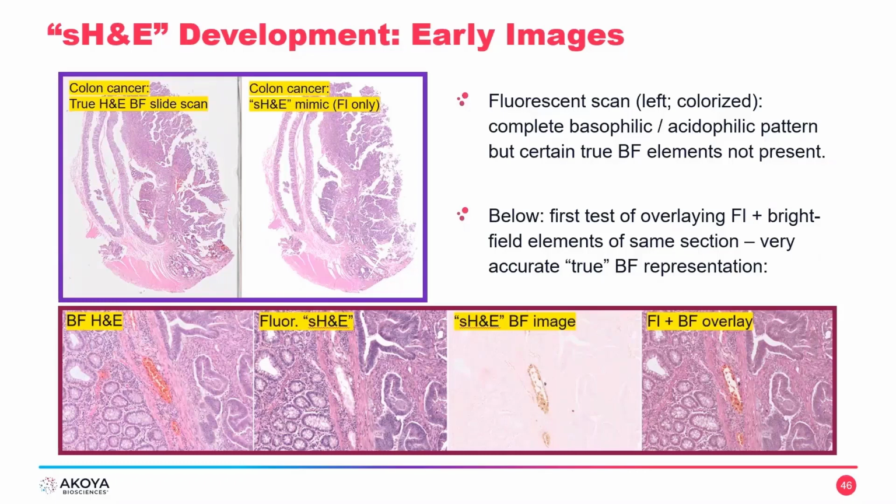To the right is, again, a 20x mag frame from the sample immediately above it. This is the fluorescent SH&E stain that has been colorized to represent traditional H&E. And to that image's right is the true bright field image from that fluorescent stained sample. And then that has been overlaid to the right. So these are in fact images taken from the same sample at the same region and then overlaid to represent the traditional bright field H&E.